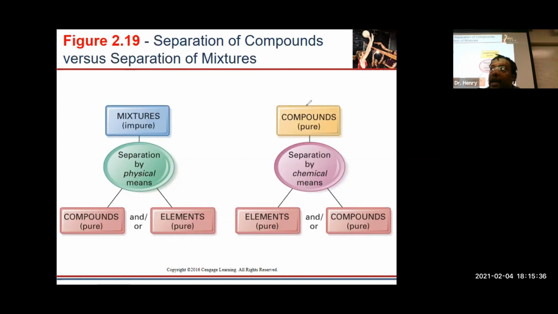Okay, so compounds can only be separated by chemical means, not physical. Mixtures are physically interacting with each other, but the elements in a compound are bonded together. They don't only physically interact, they're connected. So like for instance, H2O.